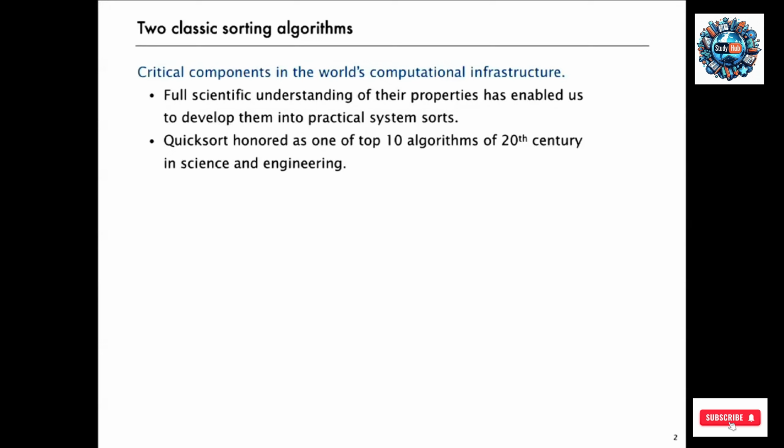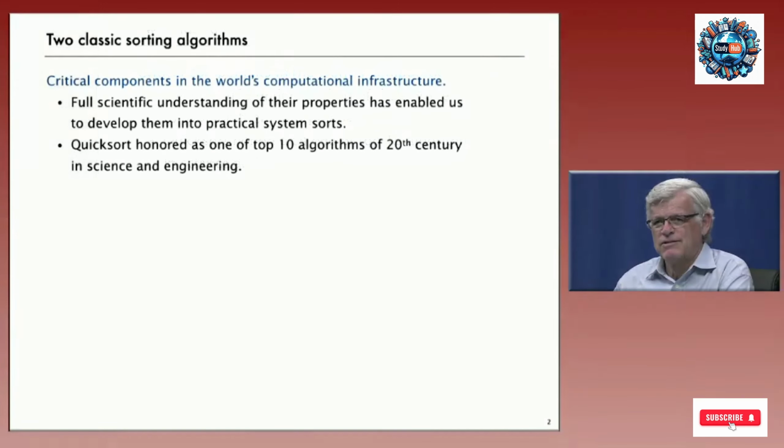Welcome back. Today we're going to look at Mergesort, which is one of two classic sorting algorithms that are critical components in the world's computational infrastructure. We have a full scientific understanding of the properties of these algorithms, and they've been developed as practical system sorts and application sorts that have been heavily used over the past 50 years.